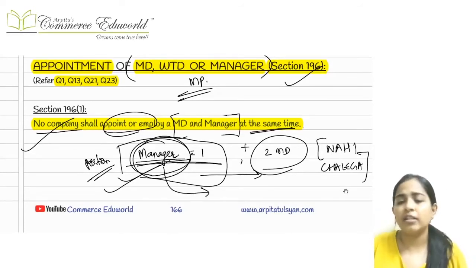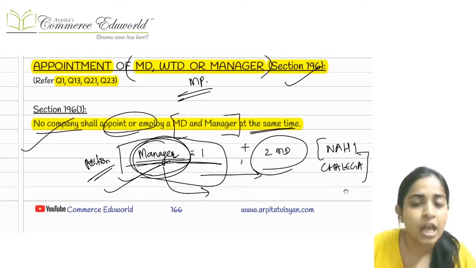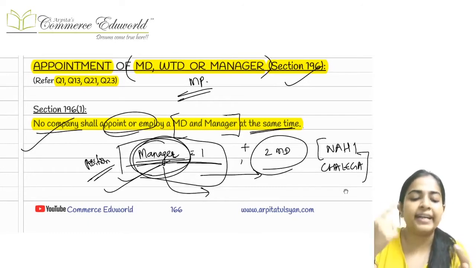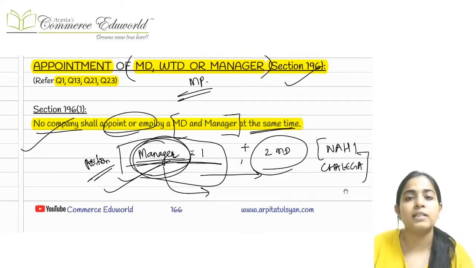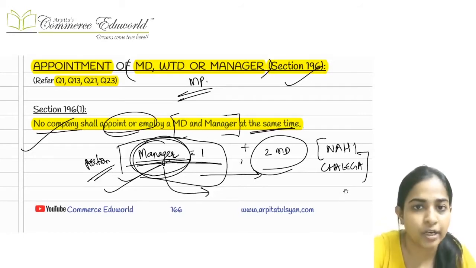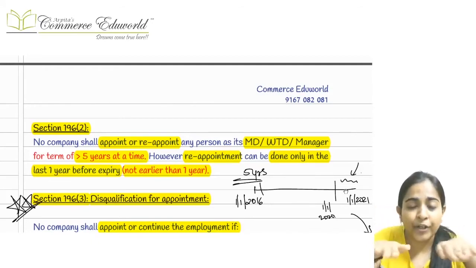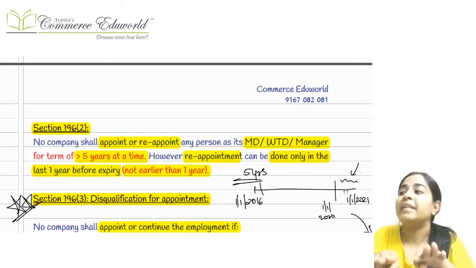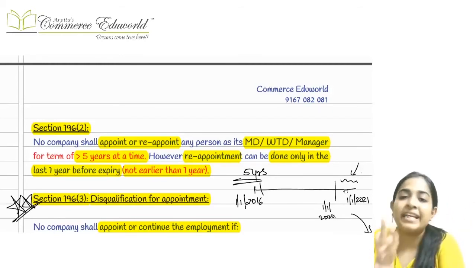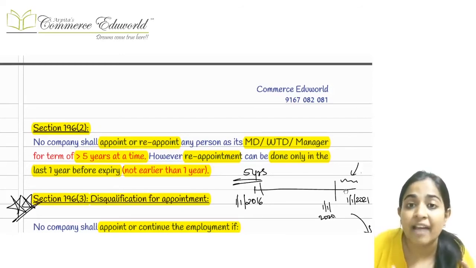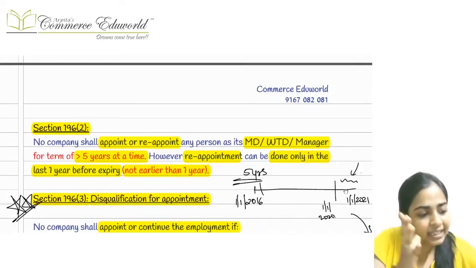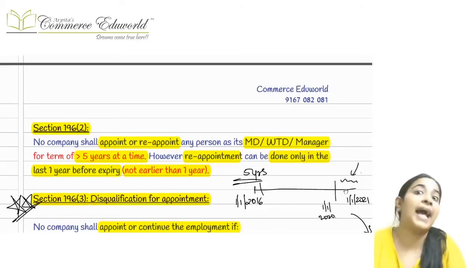Now going on to the next section, the important section, section number 196, which talks about appointment of the managerial personnel. All these three people, managing director, manager, whole-time director, cumulatively these people are called managerial personnel. So we are studying the appointment of managerial personnel. The first thing which comes up in this particular section is, at the same time, a company can either have MDs or a company can have a single manager. Remember, manager we can have only one. So at any point of time, we can either have MD or we can have manager. We cannot have MD as well as manager in the company.